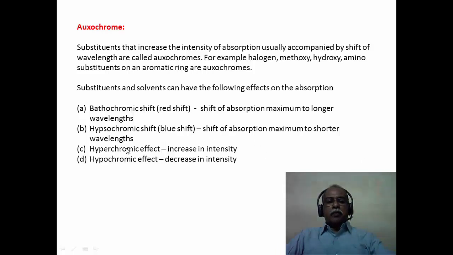Hyperchromic shift and hypochromic shift have something to do with the intensity. If the intensity increases because of the presence of an auxochrome, then the auxochrome is said to have a hyperchromic effect. If the auxochrome causes a diminishing of the intensity, then it is called a hypochromic effect, which is the decrease in the intensity. So in other words, here we are dealing with the epsilon values, whereas for the bathochromic shift and the hypsochromic shift, we are dealing with the lambda max of the particular transition.